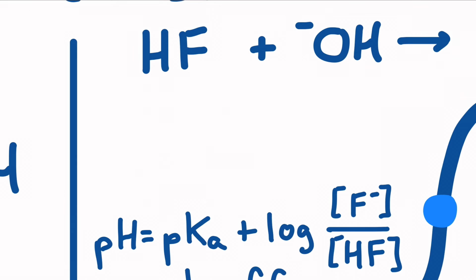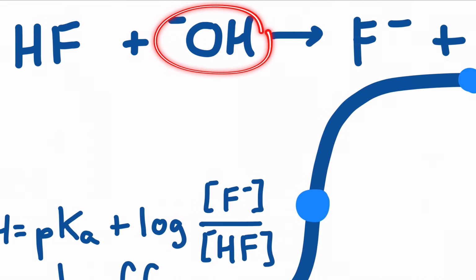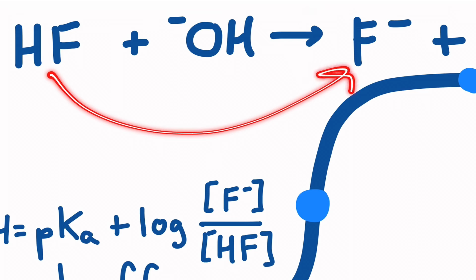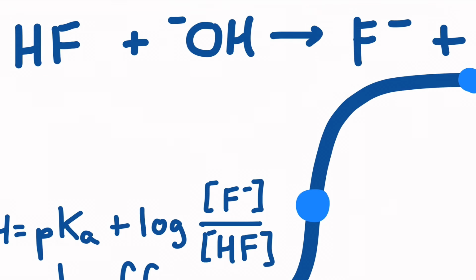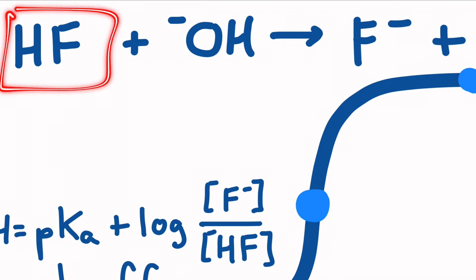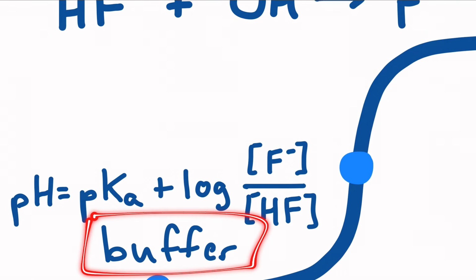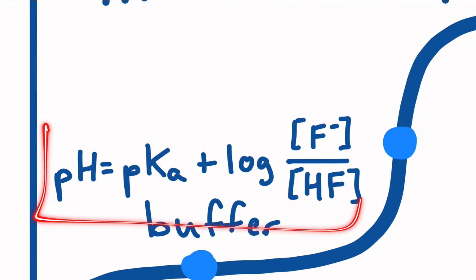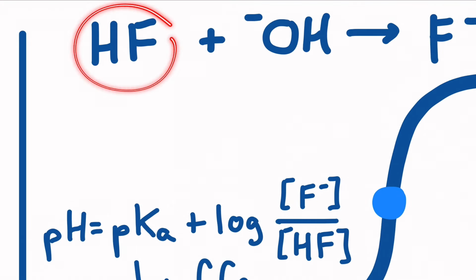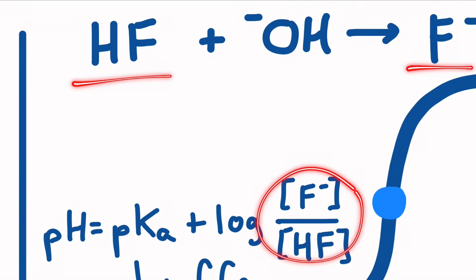For every equivalent of base that's been added, you've converted the HF into its conjugate base. And as long as we haven't converted all of it, that means you have some amount of HF remaining, and you've generated some amount of F-. And as long as you have an appreciable amount of both, then you are by definition in a buffer, and you get to go right to this equation to figure out the pH. It's based on the Ka of the acid, and then the ratio of the molarities of each part.